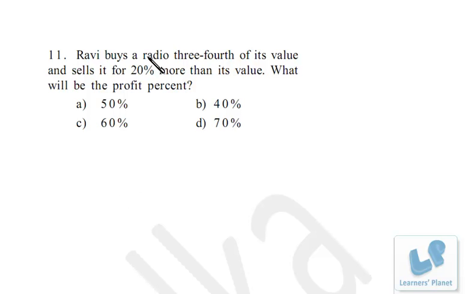Now, Ravi buys a radio at 3/4 of its value and sells it for 20% more than its value. What will be the profit percent? Just now I have discussed the formula for that particular problem based on cheating and dishonest professions and all that. The same logic can be applied over here. Since the buying is below the cost price, the market price or the marked price, and selling is above that, right? So the same formula can be used very well.